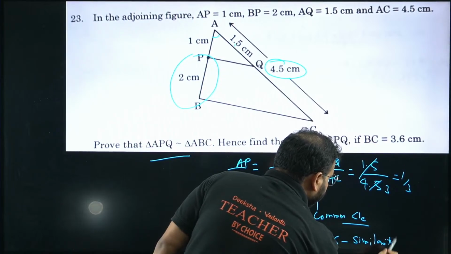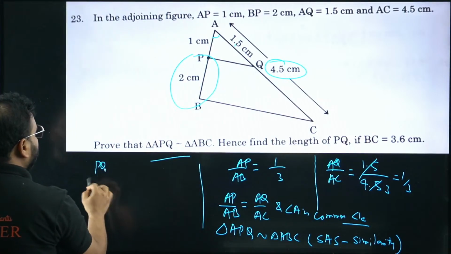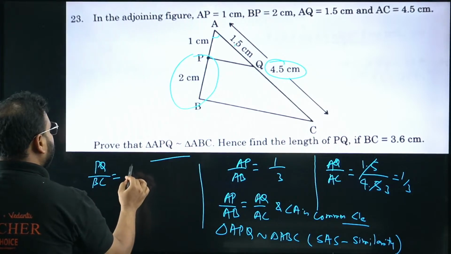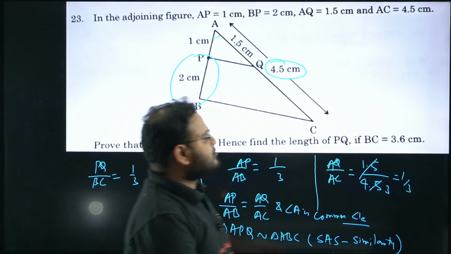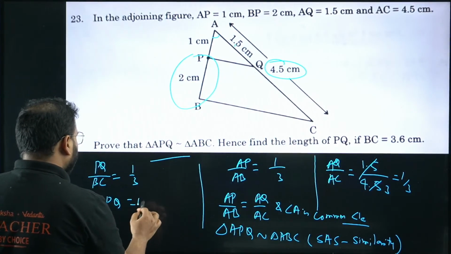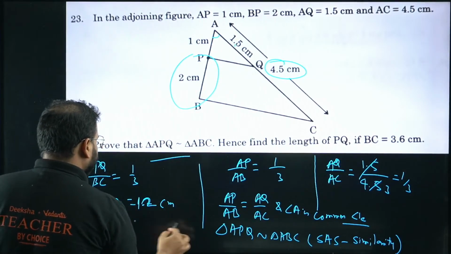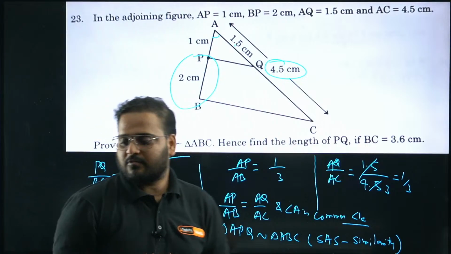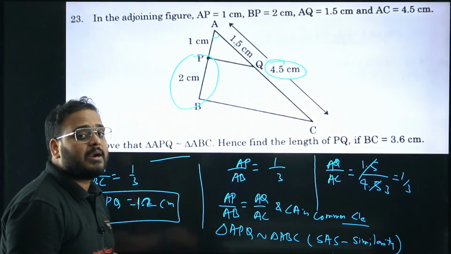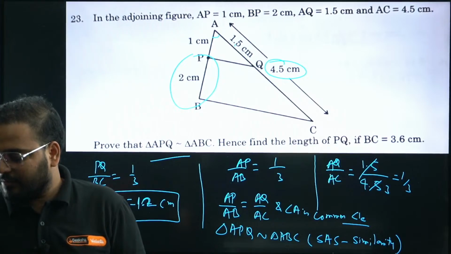Please check. Okay, once that is done, I can say simply that PQ by BC will also be the same thing, 1 by 3. So I have BC as 3.6, which means PQ will be 1/3 of that. It means PQ will be simply 1.2 centimeters. Simple chapter, simple question from similarity, not BPT, excuse me. Okay, done. Let's move on now.